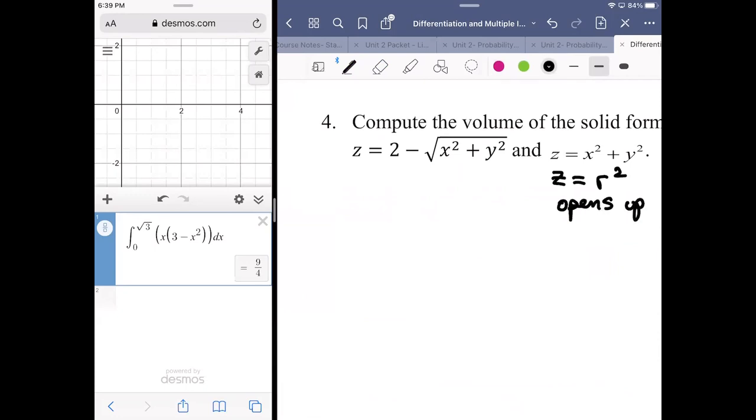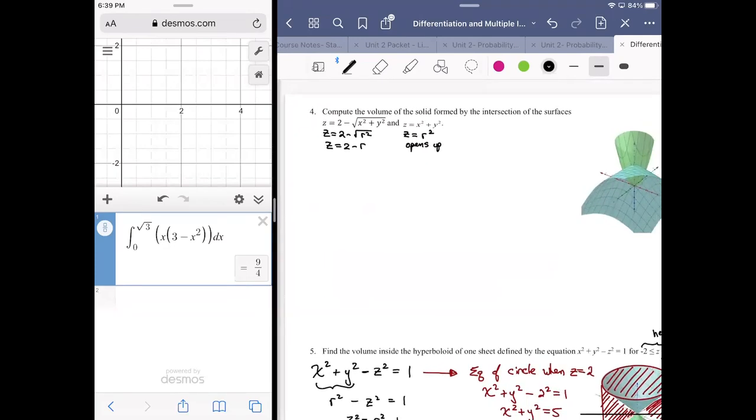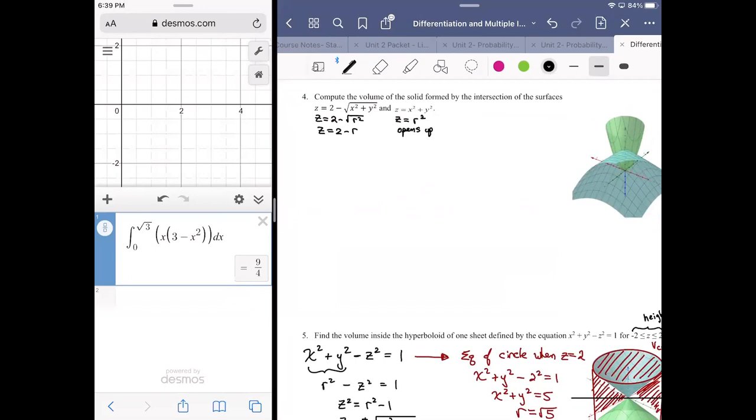Now this one, the square root of r squared, is just r. I'll write the intermediate step. z equals 2 minus the square root of r squared, which is really the same as saying z equals 2 minus r. All right, so that's a linear relationship, at least as z and r relate to one another. So that part's okay.